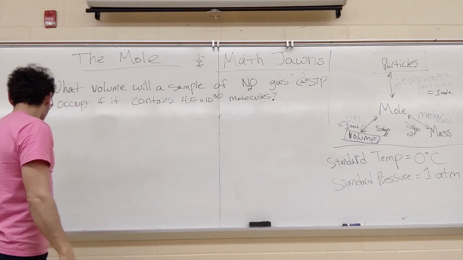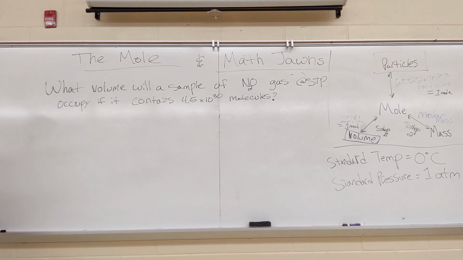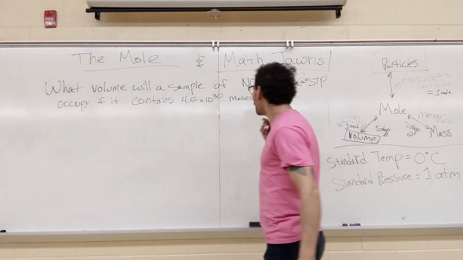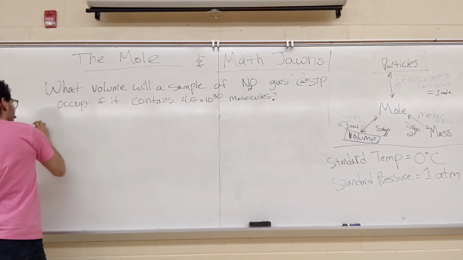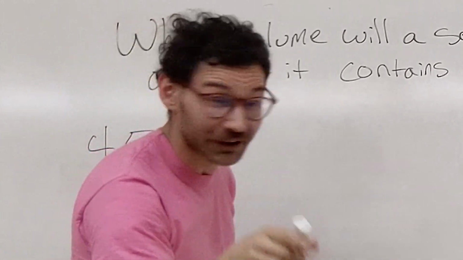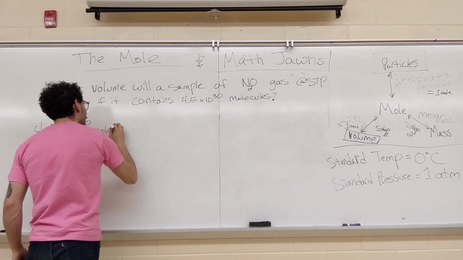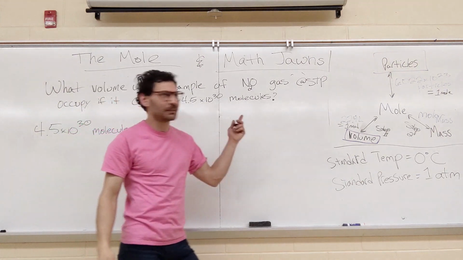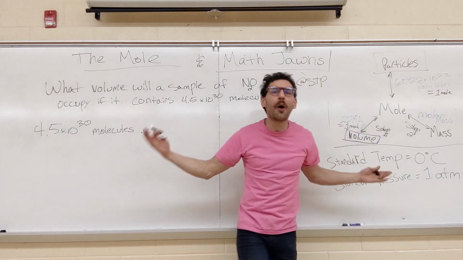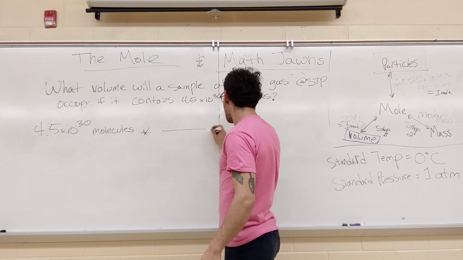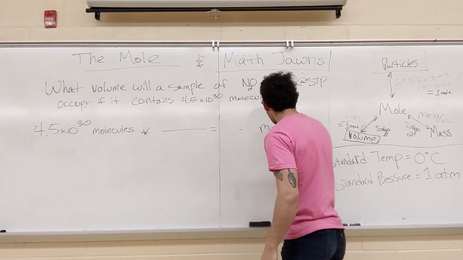Let's do it up in a fine, crisp, black marker. So we're going to start off with this number, 4.5 times 10 to the 30th. That's a lot of molecules. And we're going to convert that into what? Let's double check the plan. We're going from particles to the mole, because we always go to the mole. Great. Our answer should be in moles.